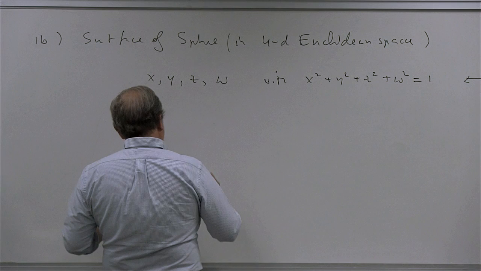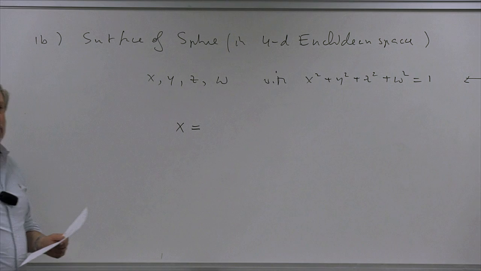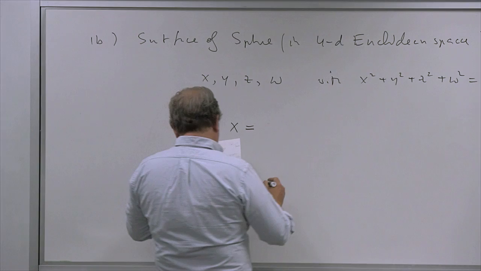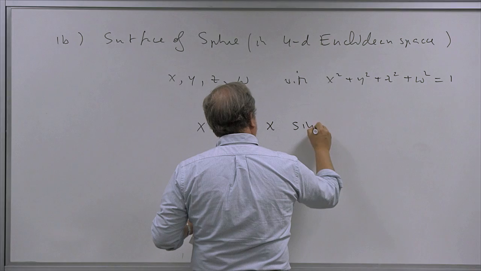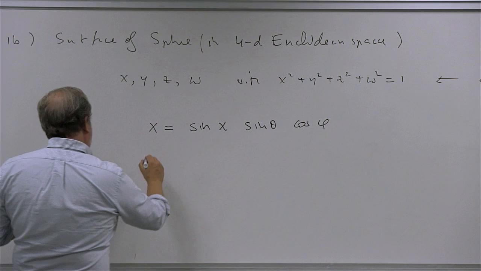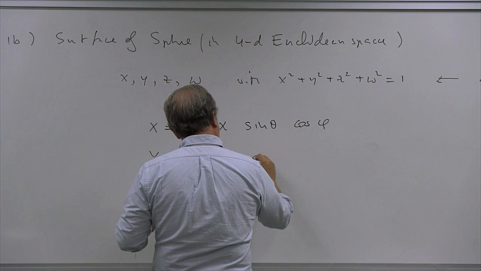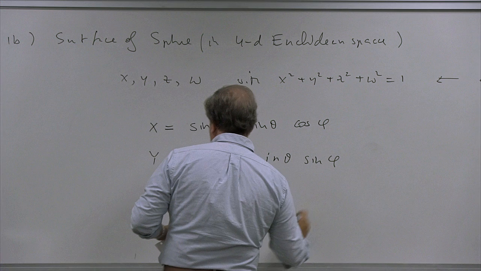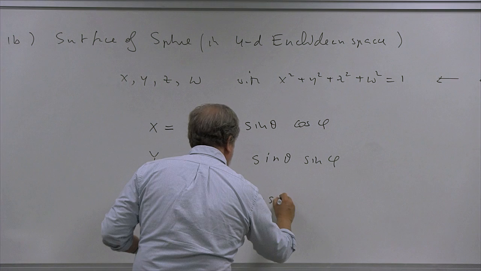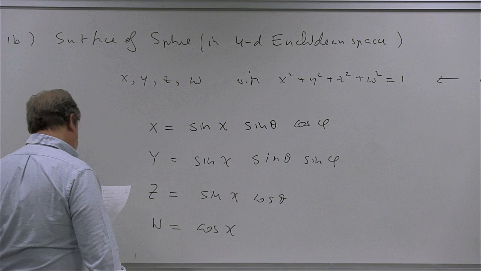And so now we write x. We introduce spherical coordinates. But of course, spherical coordinates in one dimension more than what you're used to, right? Because we have four coordinates and not three to start with. So we write x as sine chi times sine theta times cosine phi, sorry. Y is equal to sine chi times sine theta times the sine of phi. And Z is equal to sine chi times the cosine of theta. And W is equal to the cosine of chi. So these are spherical coordinates in one dimension more than we're used to.